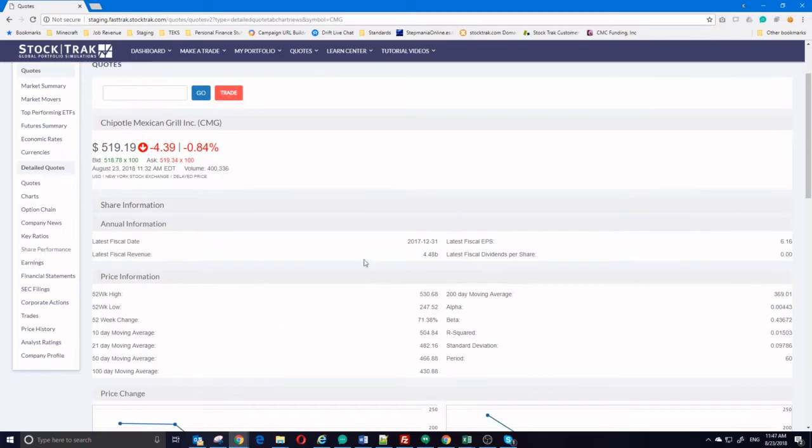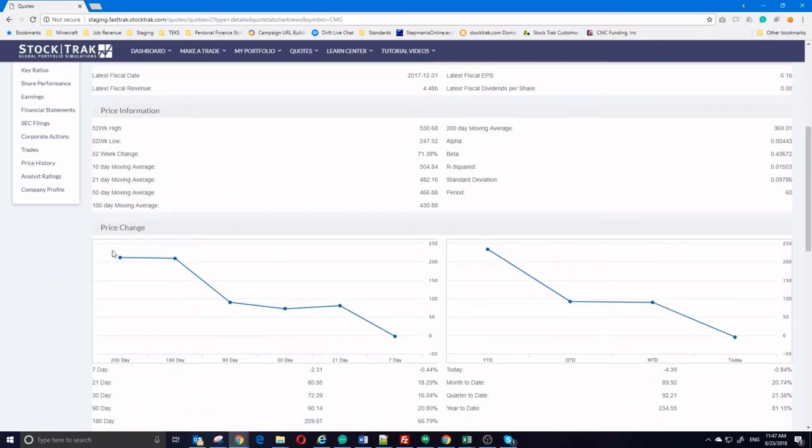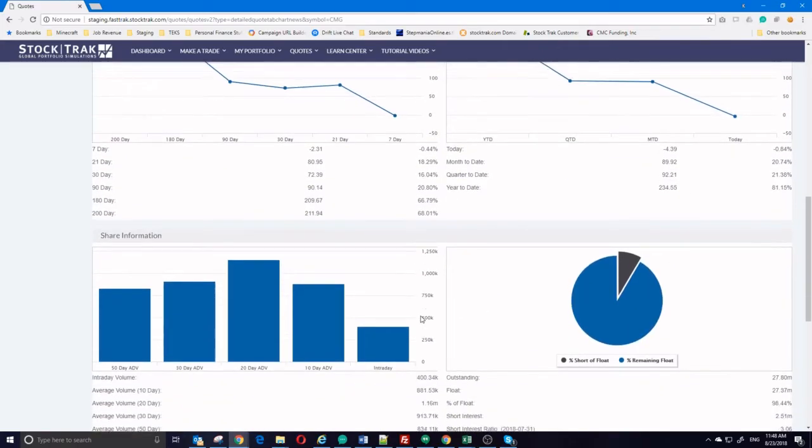The share performance will show you how this stock's price has changed over the last several time periods. So you can see for this one, for this 200 days, it's actually gone up by $200. Over the last 7 days, it's gone down by $2. Same thing for year-to-date changes for the different time periods.